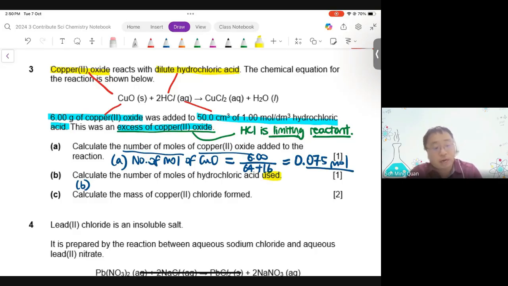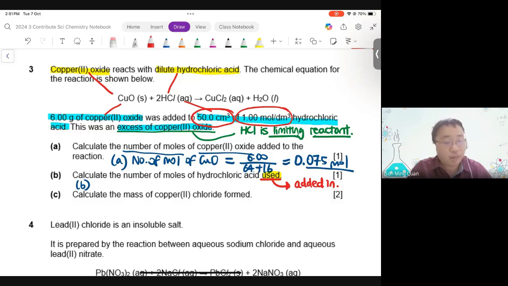All right. Now, how would you interpret this word used? Number of moles of hydrochloric acid used. The idea is the one that is used is what you have added in. Meaning, I added this concentration with this volume, right? The volume is 50 cm cube. The concentration is 1 moles per dm cube. So this is what you added in. It may not be what has reacted. Okay? So the word used literally just means, all right, how many moles of HCl did you add in?